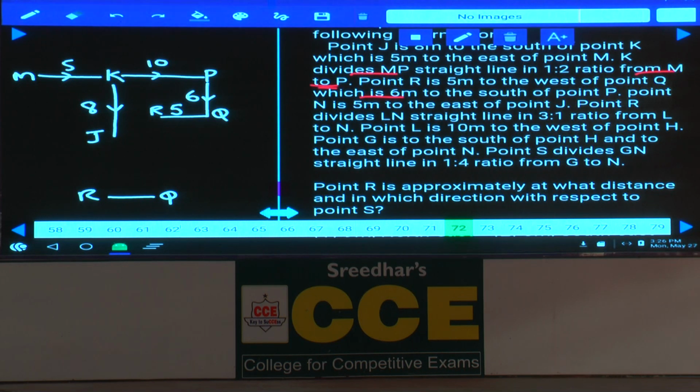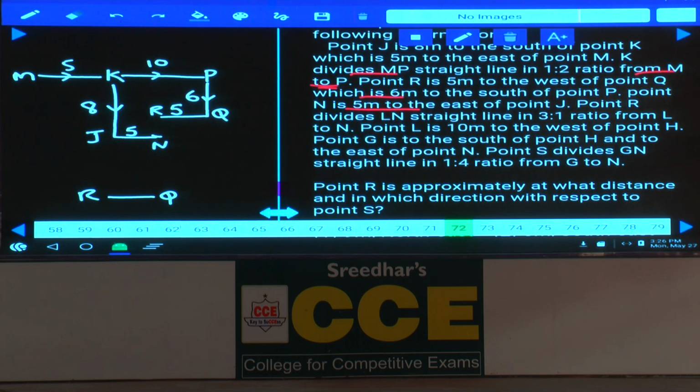South of P point, N is 5 meters to the east of J. N is 5 meters to the east of J means N is here. N is how many meters? 5 meters. Now the distance between these two is 5. Now total 10, out of which Q and R is 5, J and N is 5, isn't it?